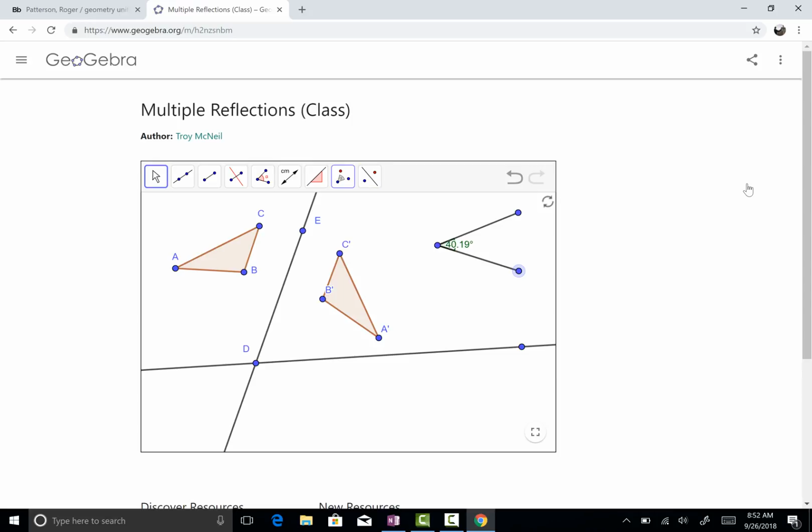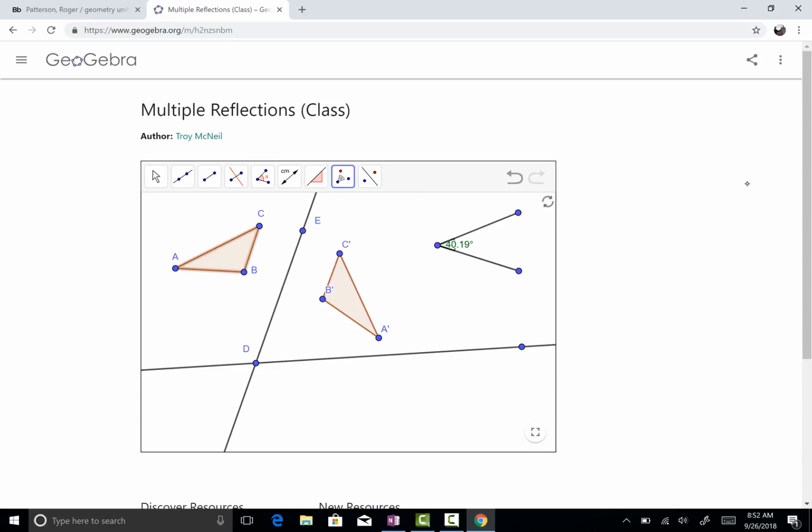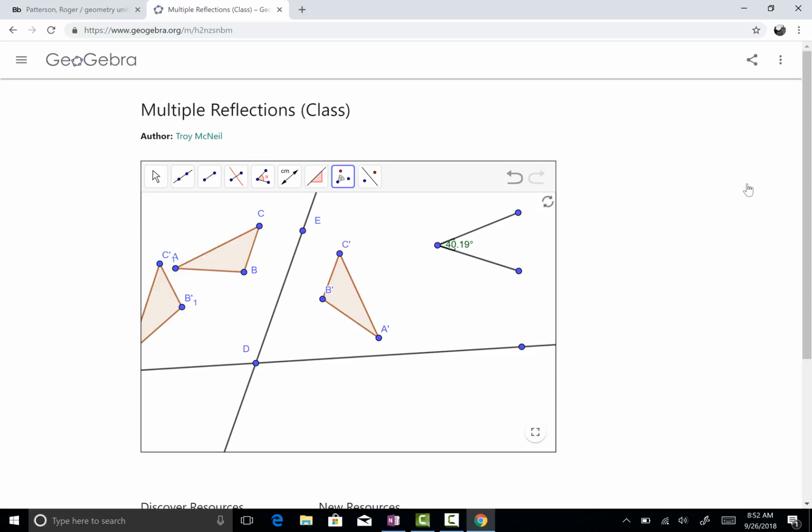So the rotation is going to be the second one over. Okay, we're going to rotate. We'll pick the first triangle. Let's pick point D because we don't know where else to put it. We're just going to have to pick some numbers here. Let's go with 45, I guess. Okay.